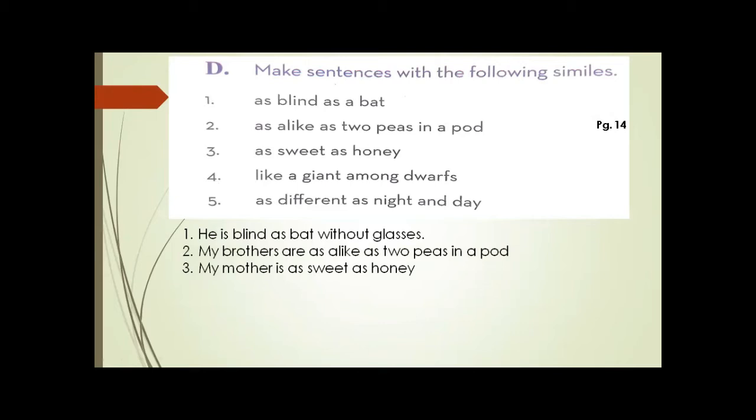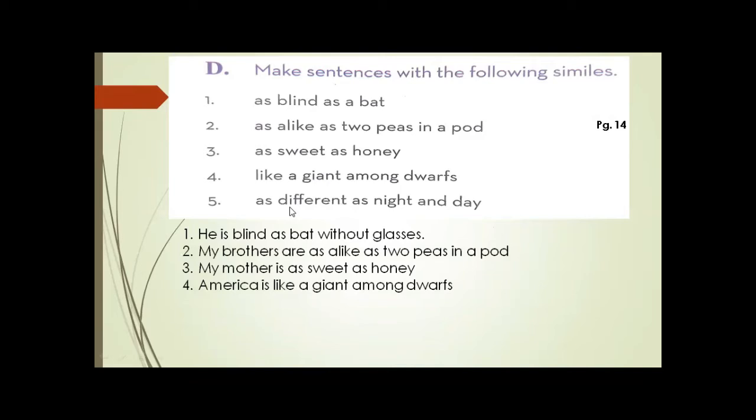So America is like a giant among dwarfs. I made a sentence: America is like a giant among dwarfs. Now, number five. As different as night and day. It means as different as possible. That means there is no similarity.